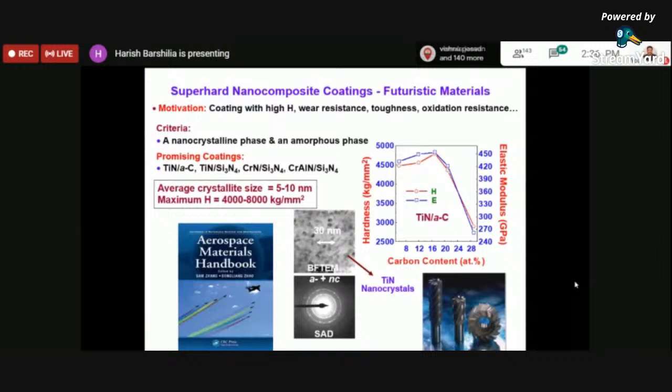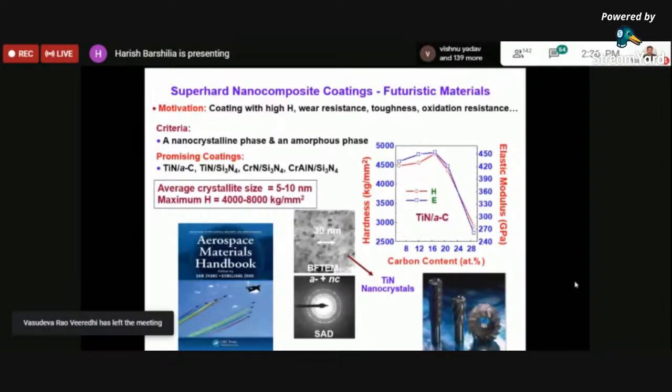And the most important thing is that the grain size in these coatings is of the order of 5 to 10 nanometer. So grain boundary sliding comes into the picture, and you find that not only the hardness but also the toughness of these materials improves. You can see that this concept can be used for coating various cutting tool materials such as drill bits and inserts and things like that.